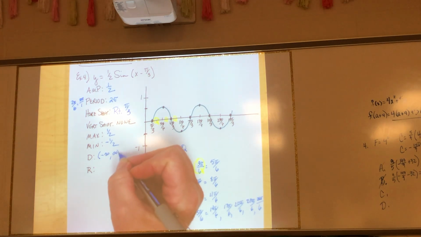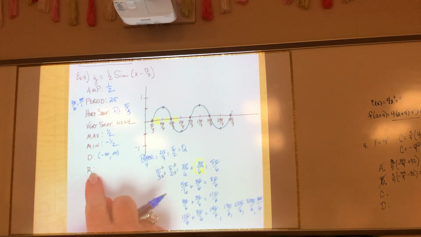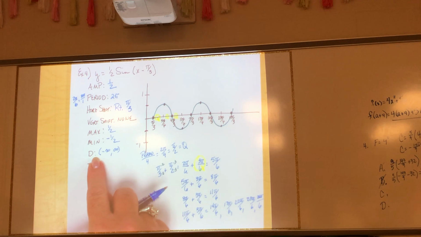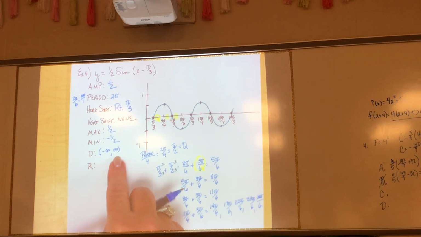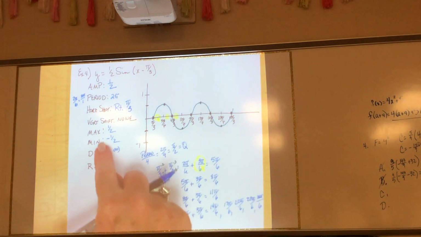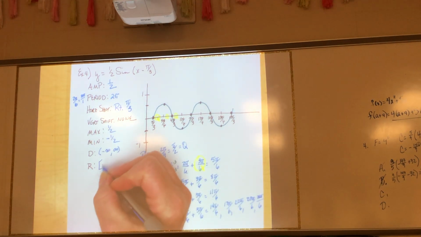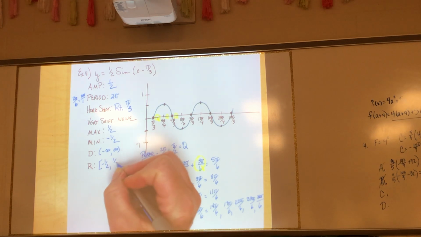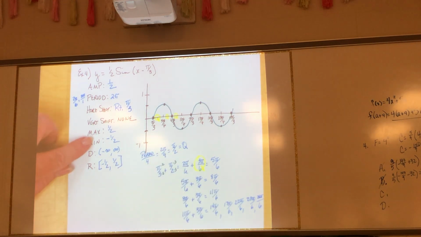Y'all, these two right here, these are like little presents from me. Merry Christmas. Okay? You shouldn't miss these. Domain is always negative infinity to positive infinity. What's my range? Negative 1/2 to positive 1/2.